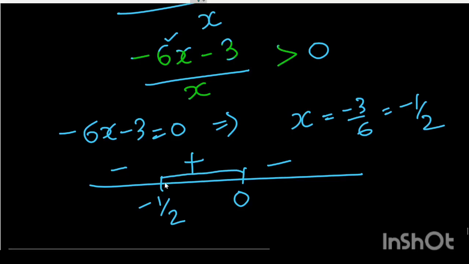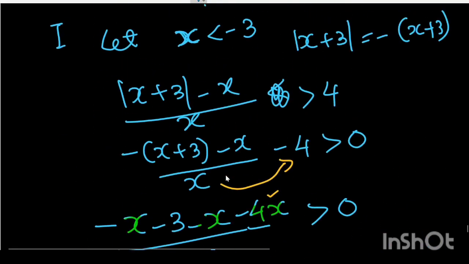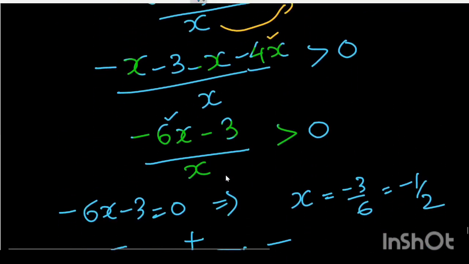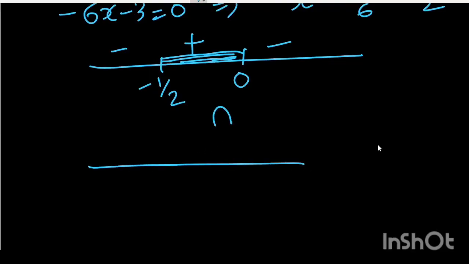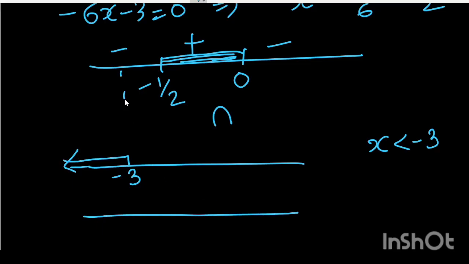So minus half to 0, this is what we got, and we will take intersection with x less than minus 3 because this is what we initially assumed. So x less than minus 3 is this. If you take intersection, you get nothing, guys. There is no intersection. So x belongs to phi is what we got in case 1.